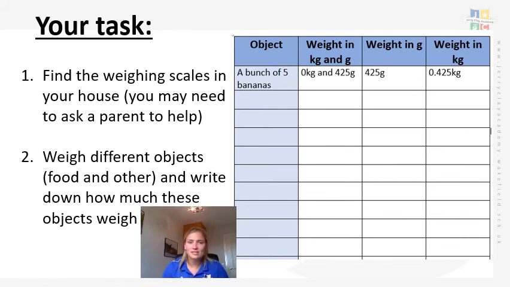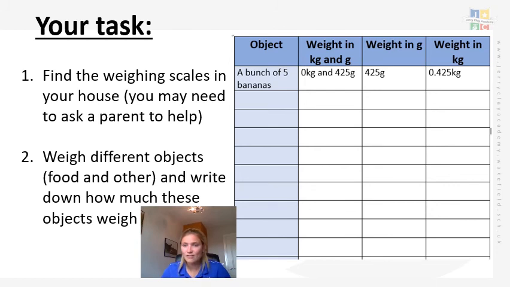So I'd like you to first of all get your weighing scales, then to choose some different objects around the house. They can be food objects, toys, books, any objects that you can find which we're going to try the weight of. Then you will write the name of your object where it says object. I've given you an example. I've done a bunch of 5 bananas. I've then put them on the weighing scales and I have found out how much they weigh.